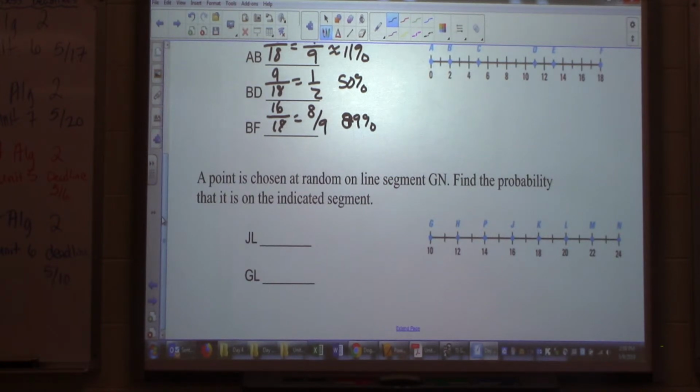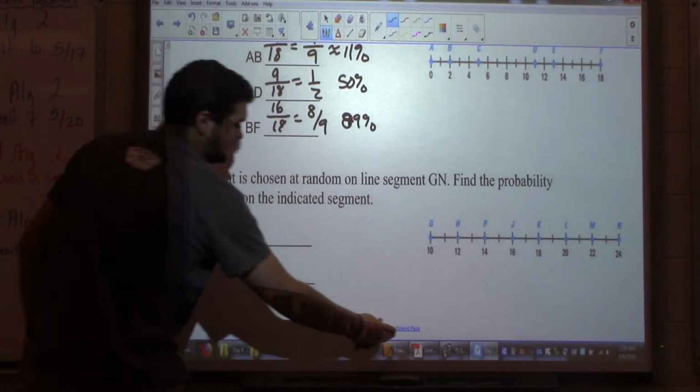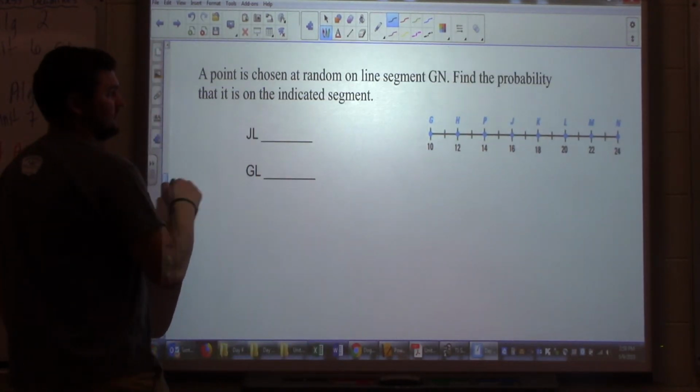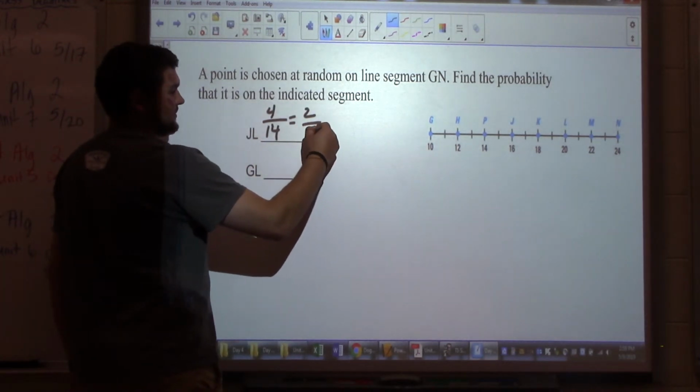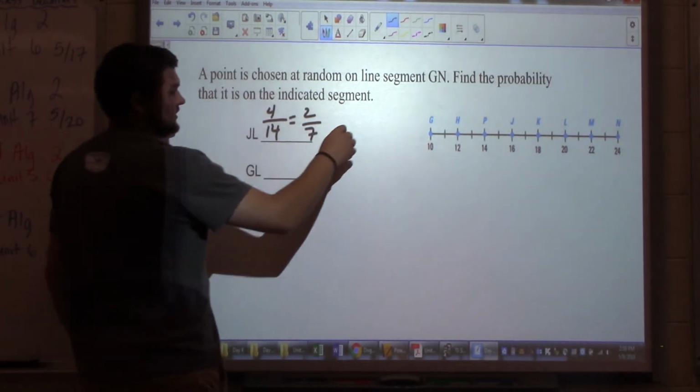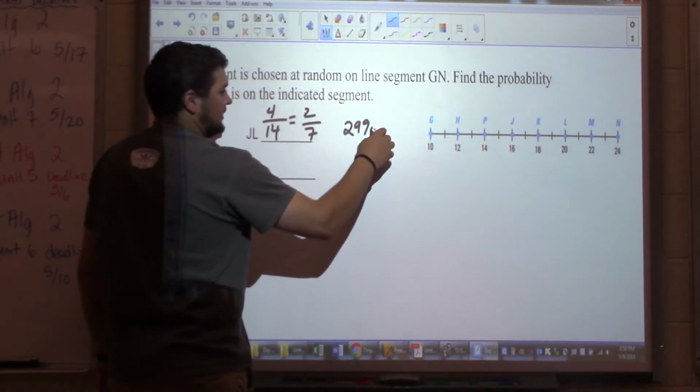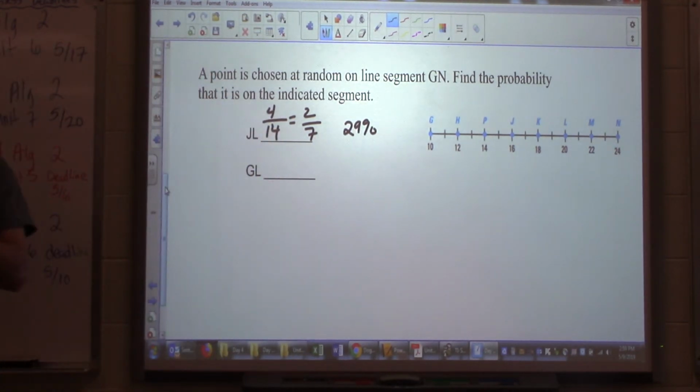Israel, can you pick a number for me, please? 6. Lauren. JL. 4 over 14 or 2 over 7. Comes out to what percentage? 29%. Right? JL has a length of 4, total length of 14. Comes out 29%. Lauren, pick a number for me, please.